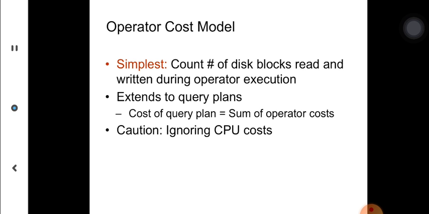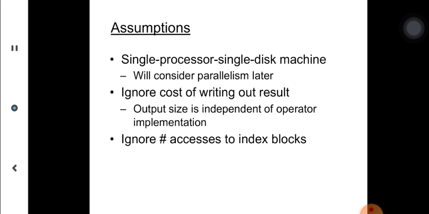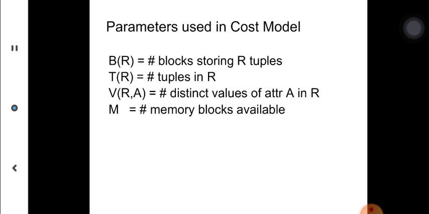But what is the caution? You really have to ignore the CPU cost, because the CPU has its own clock, and based on the clock speed there is a timing, but we can simply ignore that because that's a very small time unit. Now what are the assumptions we have? Single processor, and we'll consider parallelism later if it happens. Ignore the cost of writing out results, and ignore the number of accesses to index blocks.